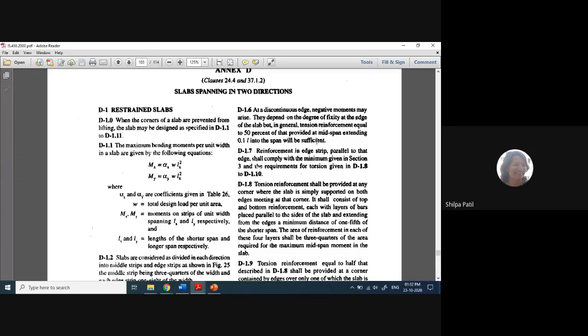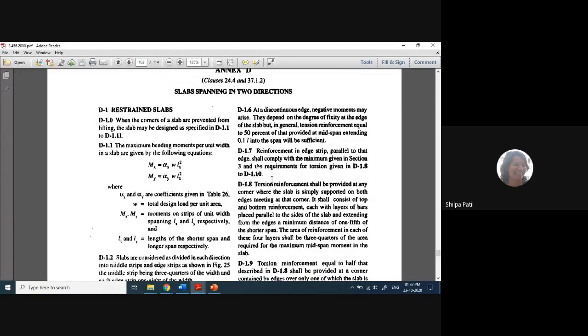So at the discontinuous edge, again 0.1 L for that much span, 50% tension reinforcement are to be provided. Now the reinforcement in edge strip parallel to that edge shall comply with the minimum given in section 3 and the requirements for torsion given in D 1.8 to 1.10.